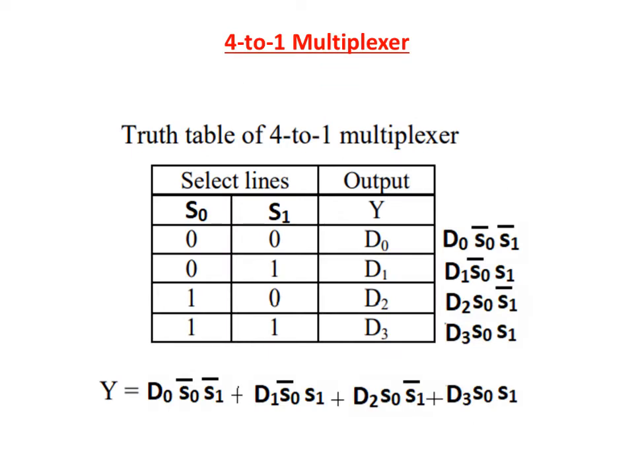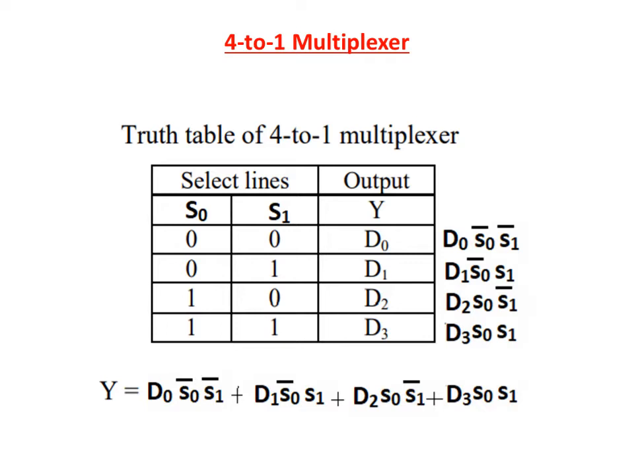This is the truth table of 4 to 1 multiplexer. The selection lines S0, S1 and the output Y. So with 2 inputs we can make 4 possible combinations: 0 0, 0 1, 1 0 and 1 1. At 0 0 input combination, the input D0 is selected. The expression is represented as D0, S0 bar, S1 bar.